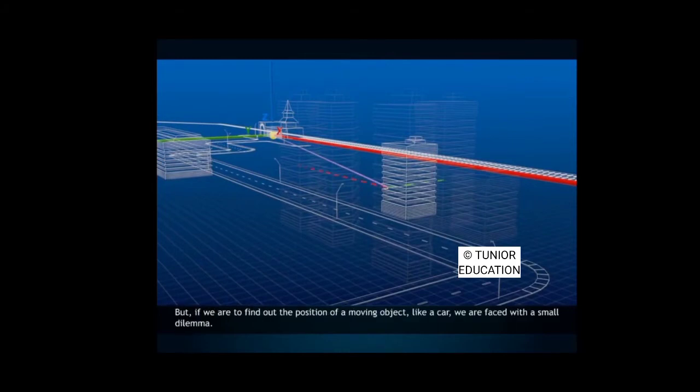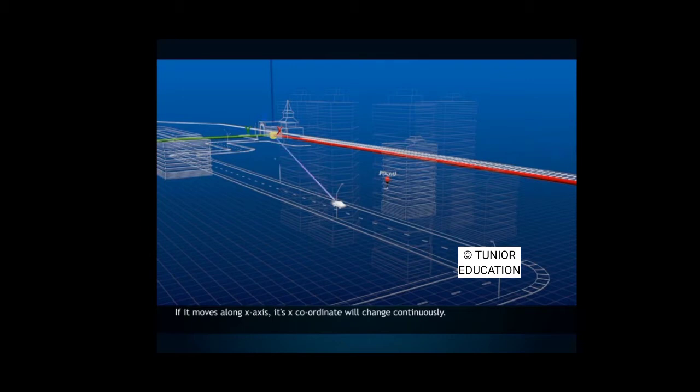But if we are to find out the position of a moving object, like a car, we are faced with a small dilemma. The car will change its position every moment. Therefore, its coordinates are bound to change. If it moves along the x-axis, its x-coordinate will change continuously.